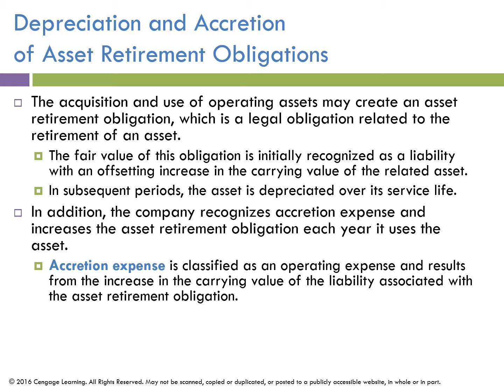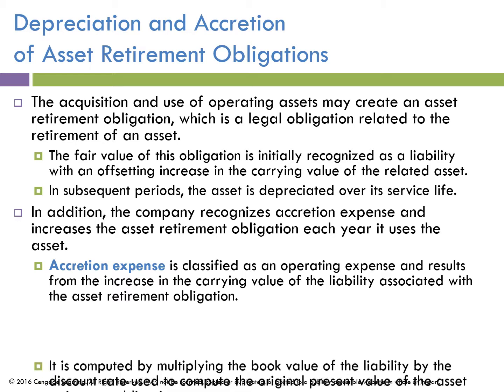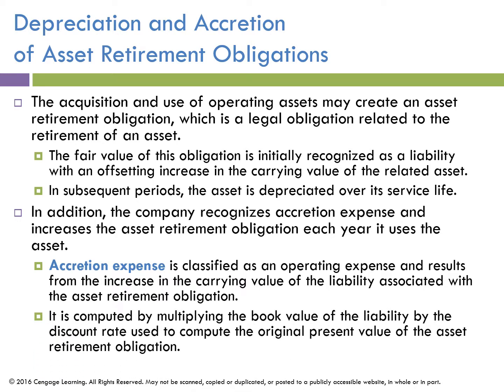What is accretion expense? It's classified as an operating expense and results from the increase in the amount of the liability associated with the asset retirement obligation. It is computed by multiplying the book value of the liability by a discount rate, so a percentage, used in computing the original present value of that asset retirement obligation.